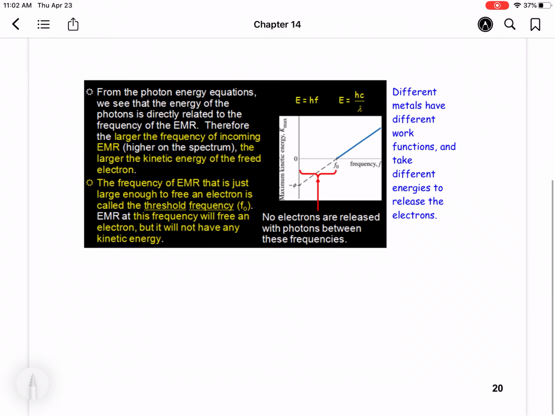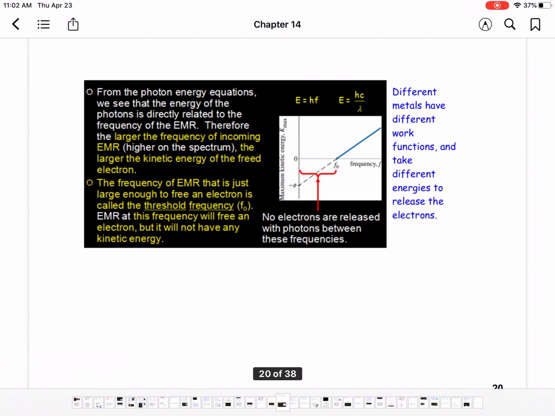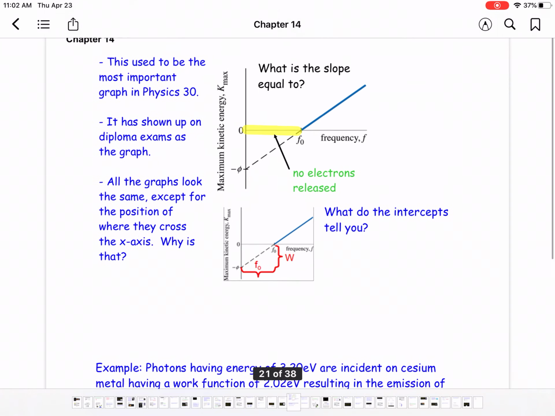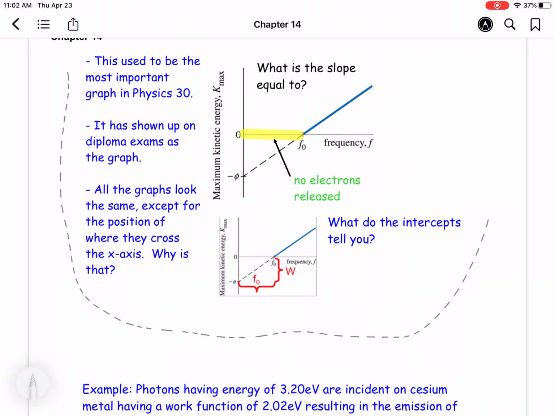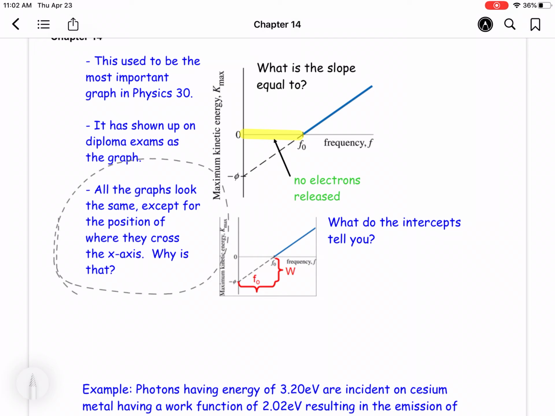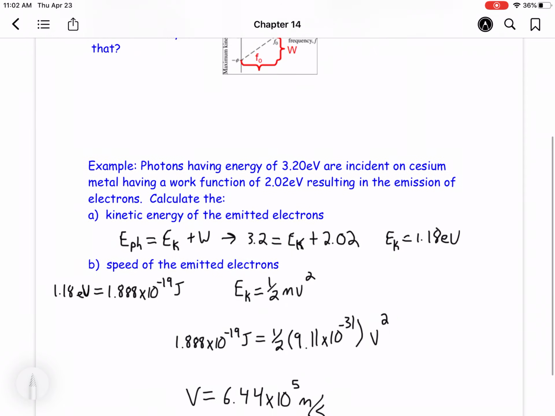All right, so different metals have different work functions. That's all that these two slides are saying. I'm not really going to dive into them very much. This used to be important in the diploma, but I'm not going to go into anything like that. All the graphs are the same except for the position where they cross the x-axis. That's very much dependent on what the metal is made of and how easily those electrons are lost.